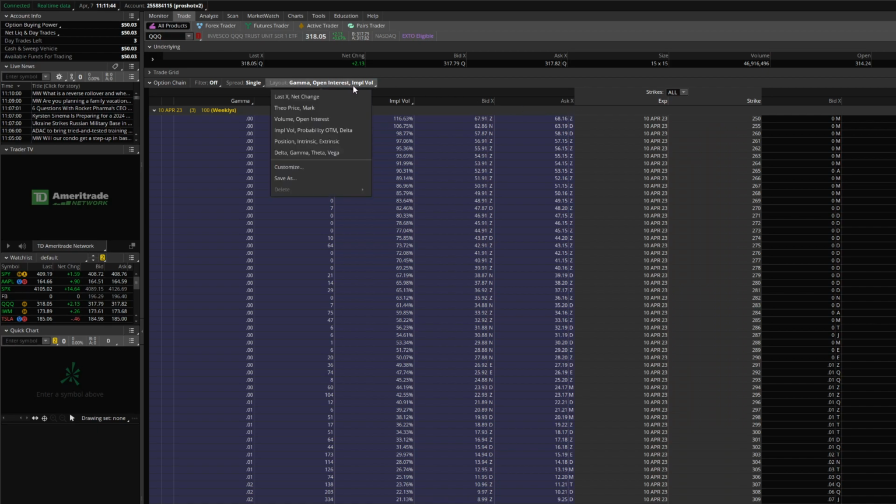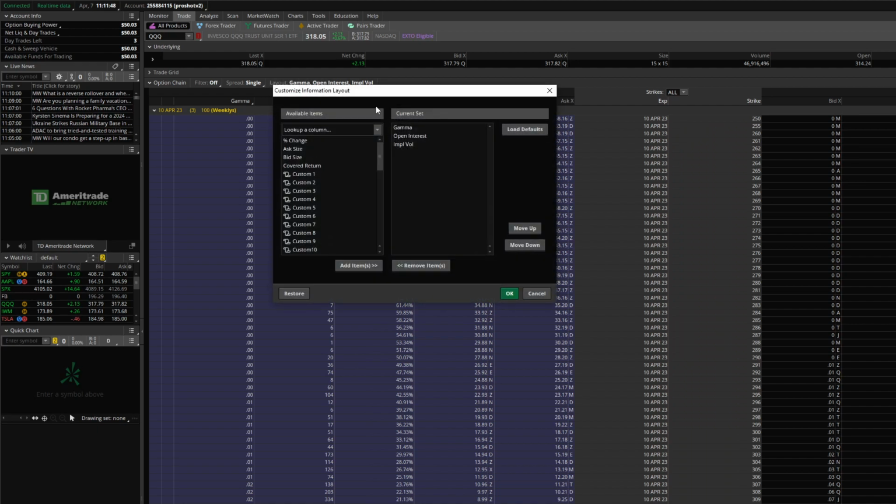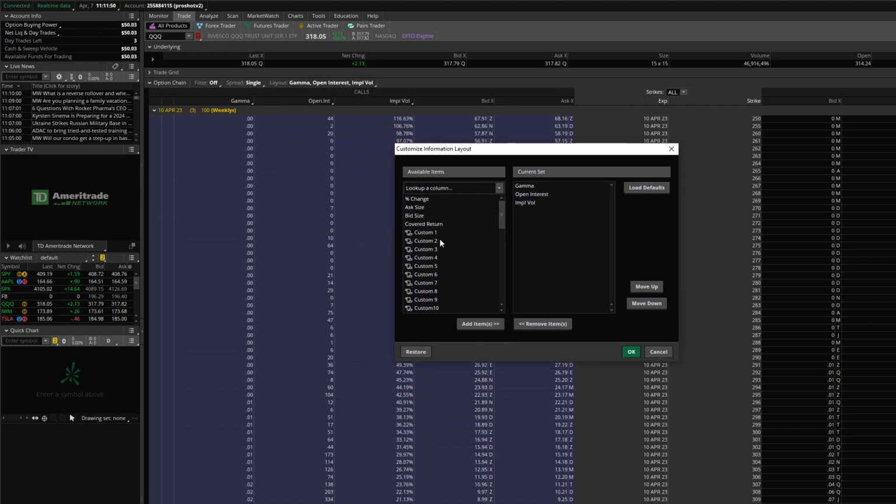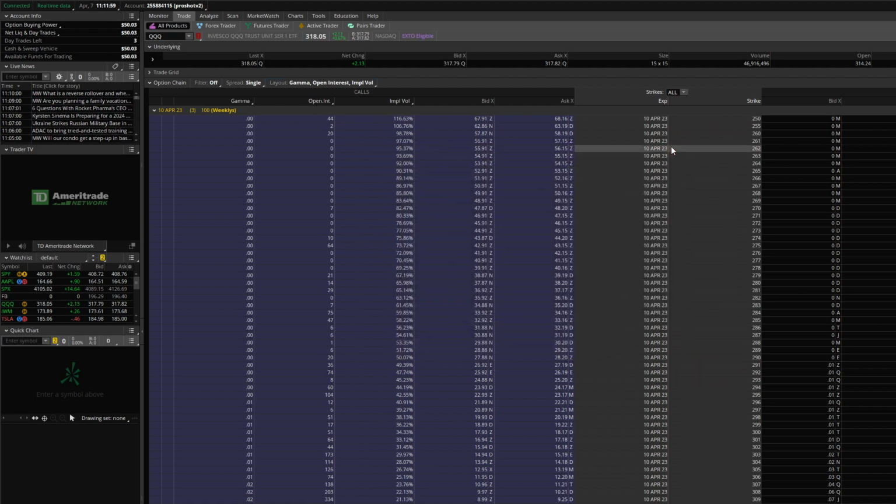If you want to change the layout, you just need to click the layout button up here and select customize, and then you can move whatever you want into the current set and see it for both calls and puts. Once you've actually set all that up, you have all strikes. You're going to want to click on this button up here in the top right.